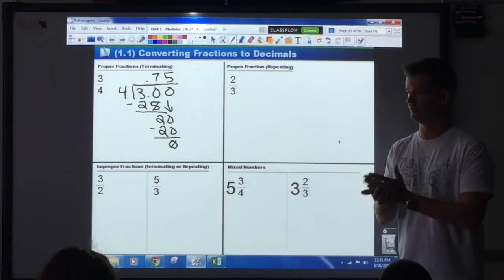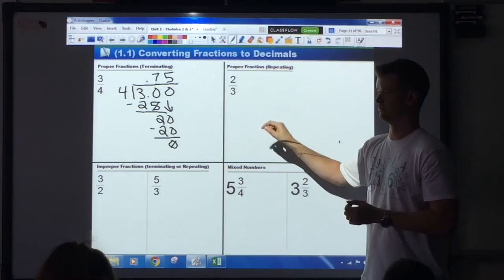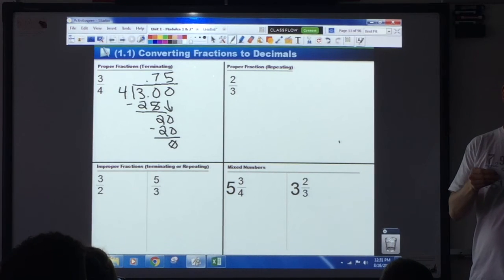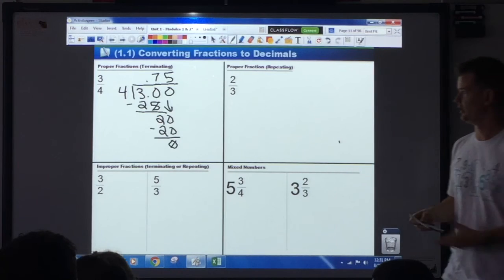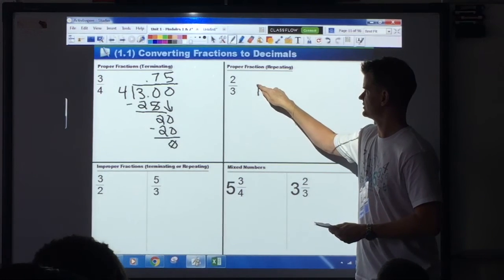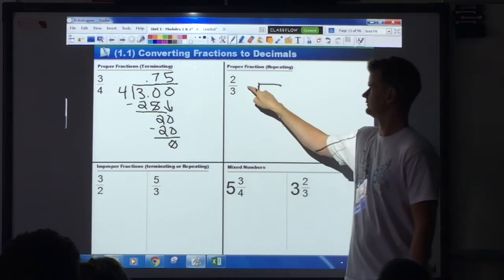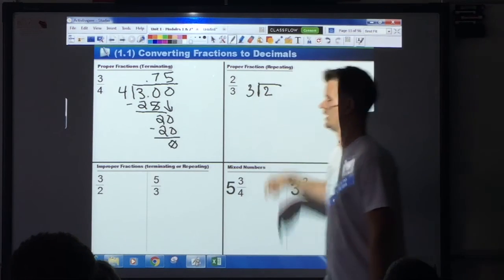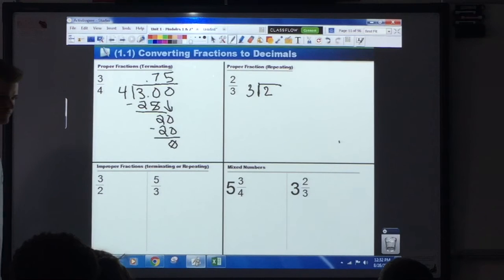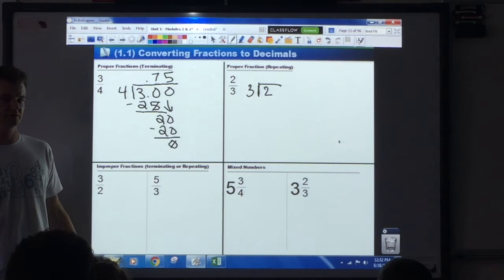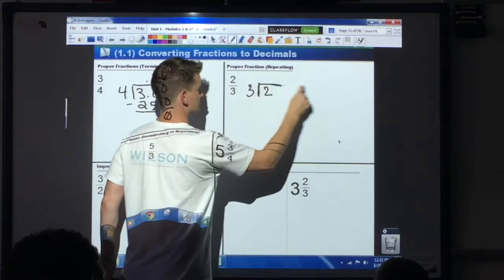Let's see what happens when we have a repeating decimal. Something like 2/3. Okay, so we're going to draw a little box. We want to turn this into a decimal. What goes on the outside? The 3. What goes on the inside? The 2. Okay, can 3 go into 2? No, 3 cannot go into 2. But, however, can 3 go into 20? Yes. So, extend it out. Drop a decimal, drop a 0.